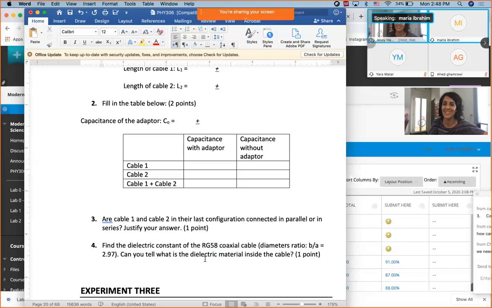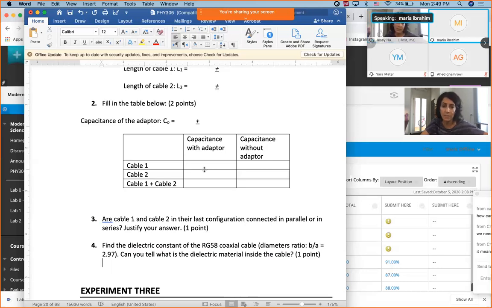Doctor, I have, yes, sorry. Maria, say it. Yes, I have a question also in this part. When we're going to find the capacitance without adapter of cable 1 and cable 2, do we do the capacitance with adapter minus the capacitance of the wires, or do I do cable 1 plus cable 2?